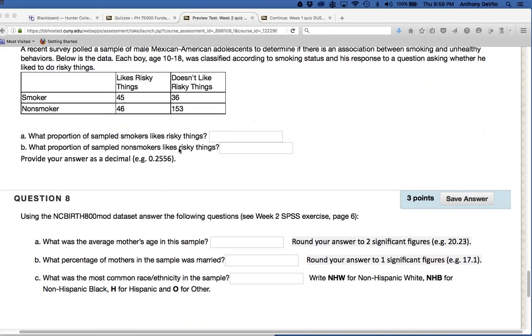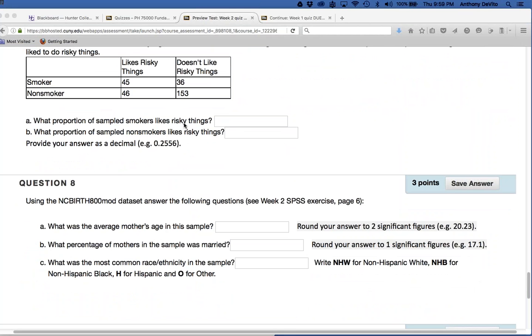Okay. What proportion of sample smokers likes risky things? Well, there's 91 smokers, right? So the proportion would be 81. Is it 81? You're right, it's 81. I'm wrong. The proportion that like to do risky things is 45 over 81, which is a bit more than 50%, maybe 55% or something like that.